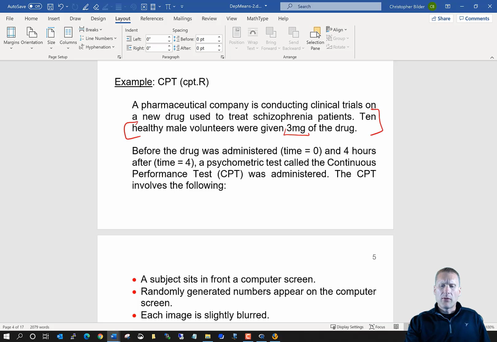To make things simple for us, we're just going to consider the 3 milligram dosage level. Right before the drug was administered to people, at time 0, let's say, a test called the Continuous Performance Test, or CPT for short, was administered to a person. And then 4 hours after that person was administered the drug, this test, in case I didn't say this before, a psychometric test, was administered to the people as well. And this is what the test involved.